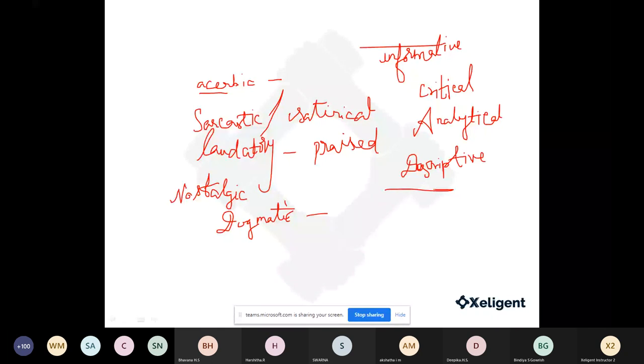Next one is provocative. So here it is provoking the readers to do something. After reading the passage, you are getting stimulated, either in a positive way or in a negative way. That's provocative. These are all the mostly asked tones in the passage. Now I hope you're all clear with this.